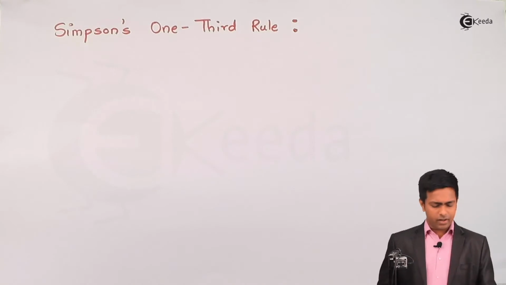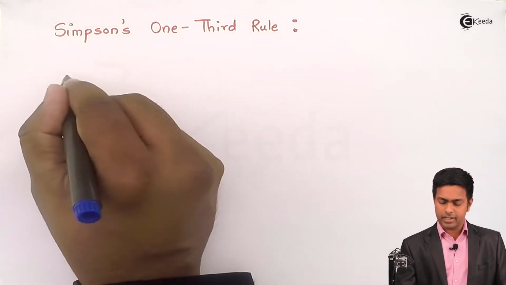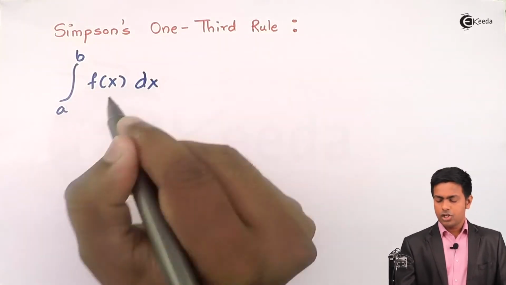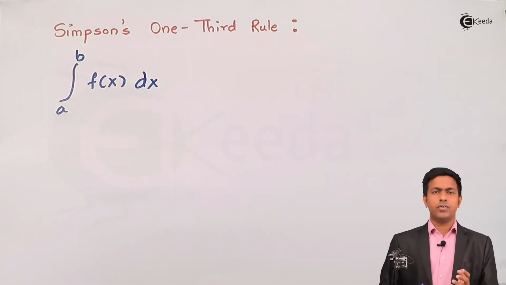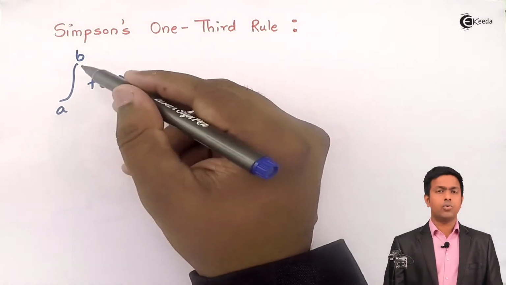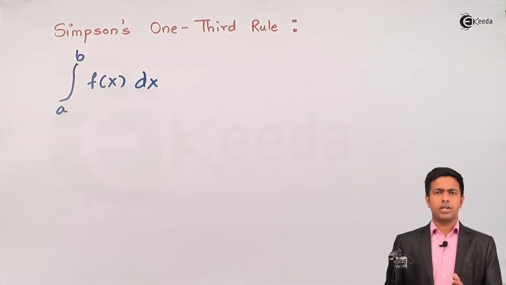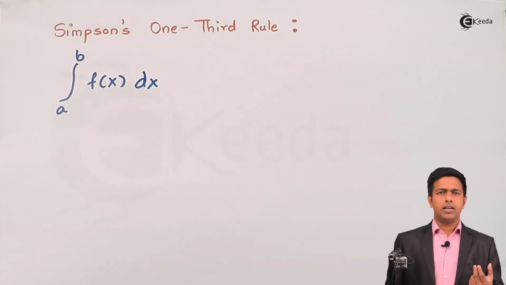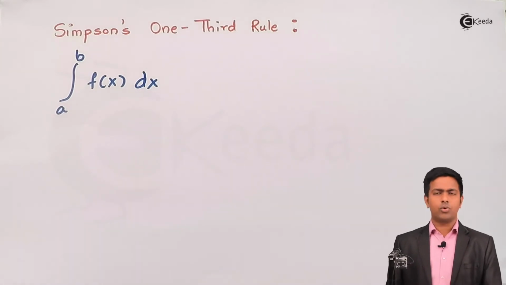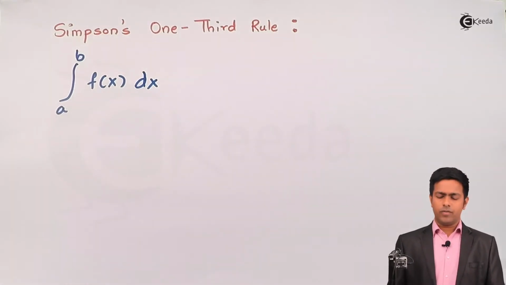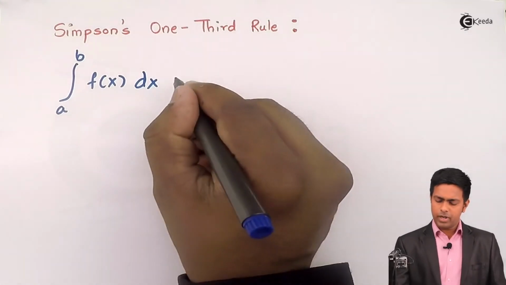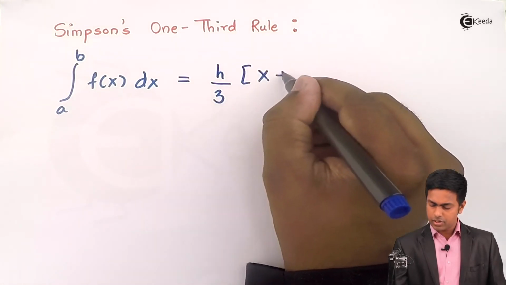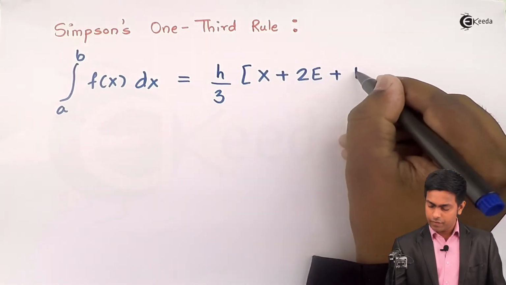Now guys, in a definite integral we know we have an upper limit and a lower limit. Let's say we have the integral from a to b of f of x dx. If we know the intervals or subintervals between a and b, then using those subintervals we can find the value of f of x at each subinterval, and then use Simpson's one-third rule to evaluate the integration. Now to evaluate this, what is the formula? The formula is h upon 3 times X plus 2E plus 4O.